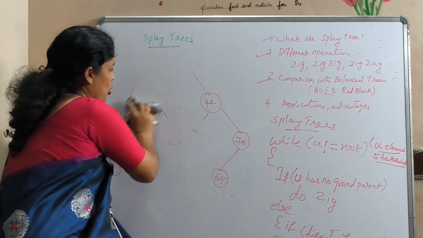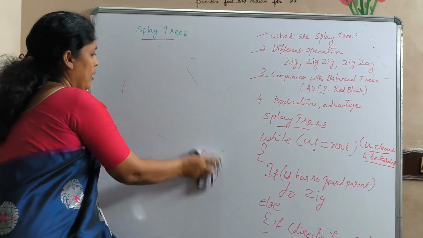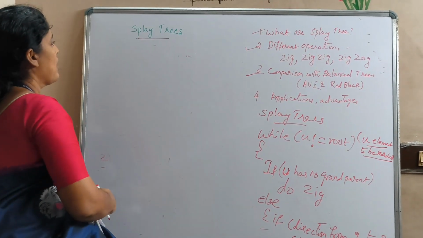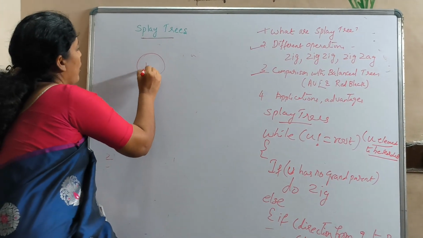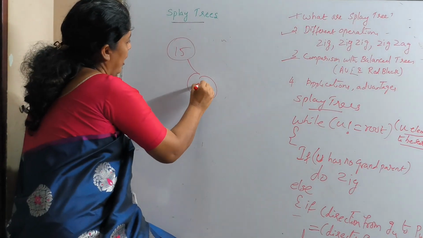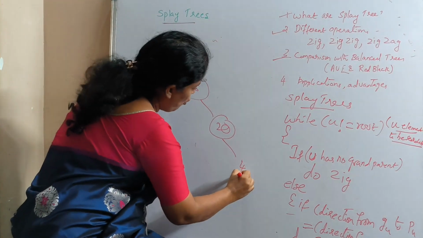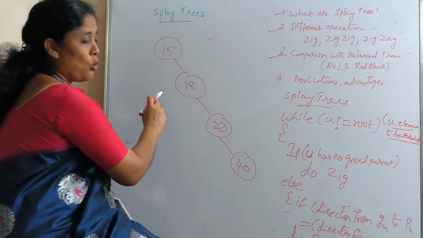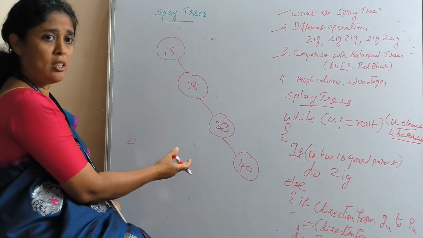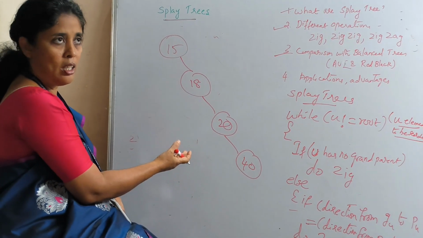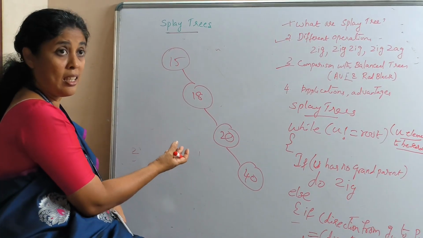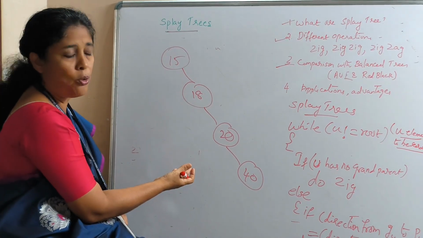Coming to the time complexity of SPLAY trees, let's take an example. One example like this, when we have 15, 18, 20, 40, something like this. So you have a SPLAY tree like this. This is also a SPLAY tree. It is a binary search tree. You can say this is a skewed binary search tree also.